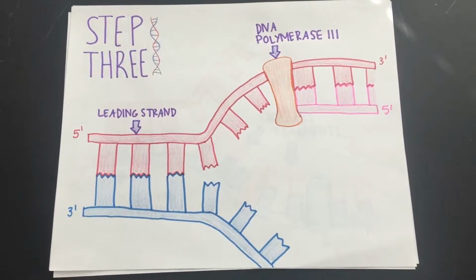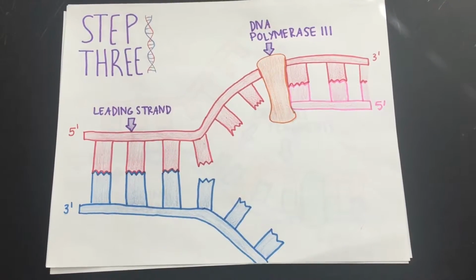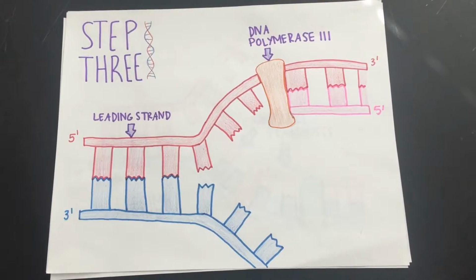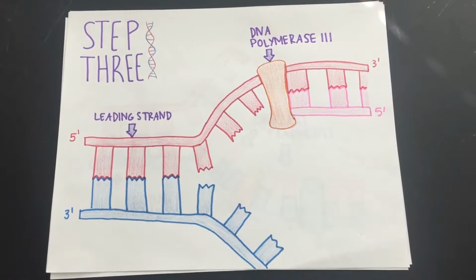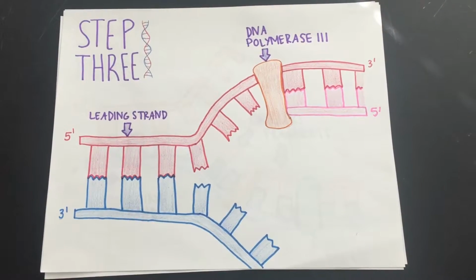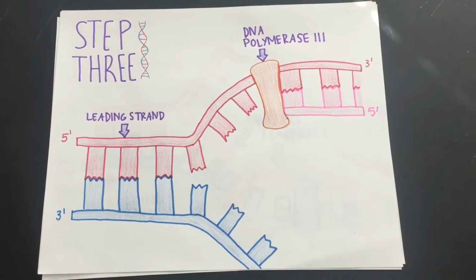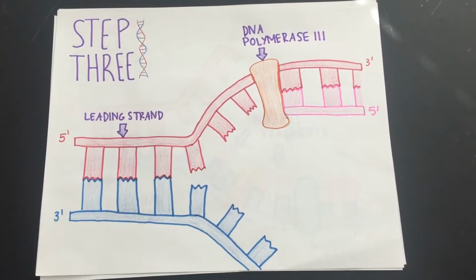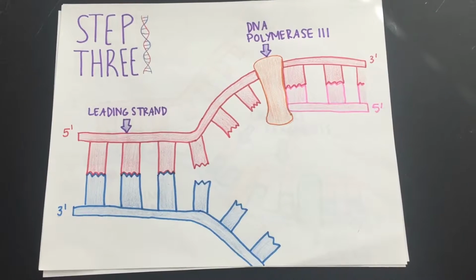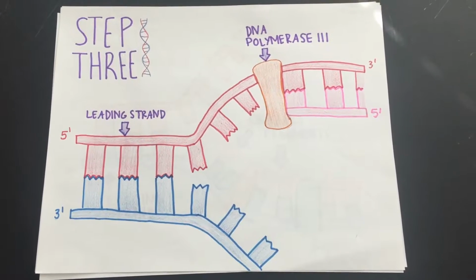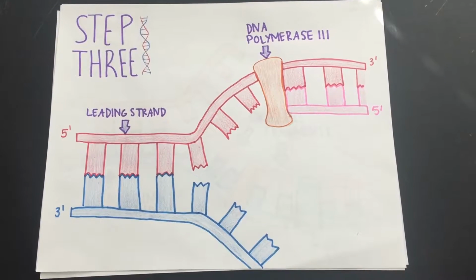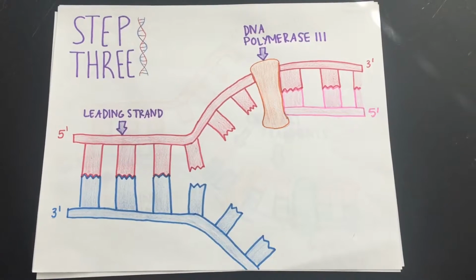Step 3. One newly synthesized growing strand, the leading strand, is oriented so that it can grow continuously at its 3' end as the fork opens up. Triggered by RNA primase, the enzyme DNA polymerase sits near the replication fork and adds nucleotides to the leading strand one after another. Polymerase always pairs base adenine with thymine and guanine with cytosine.